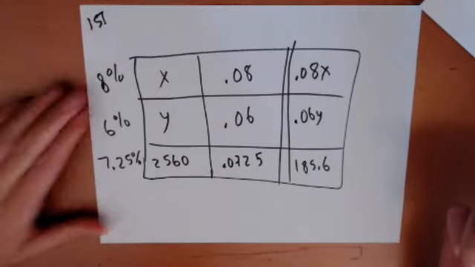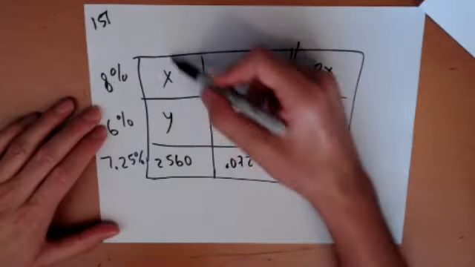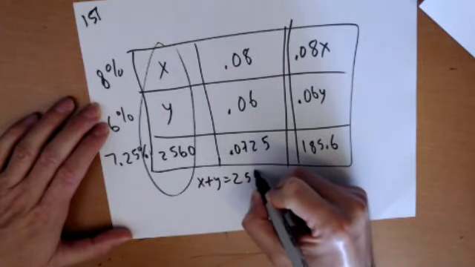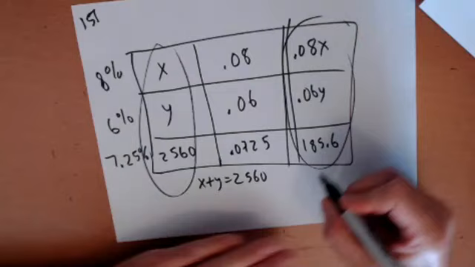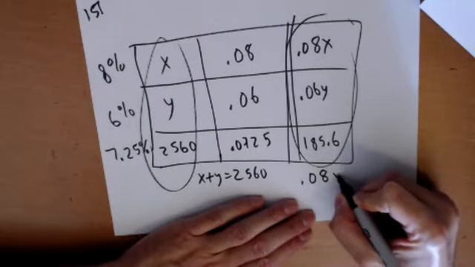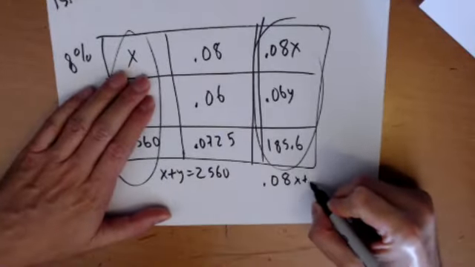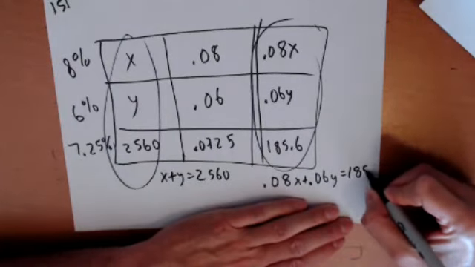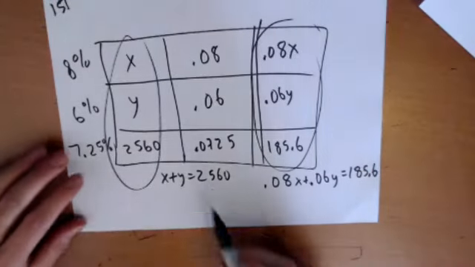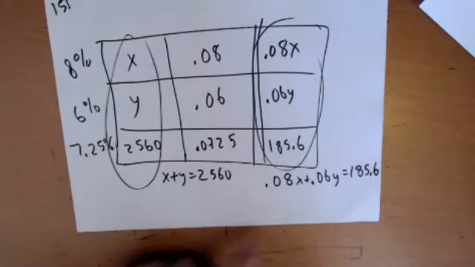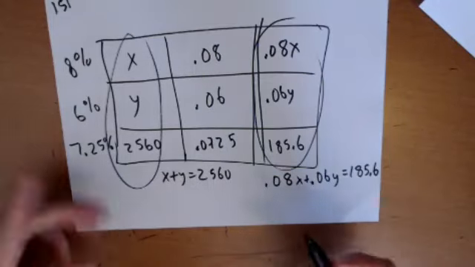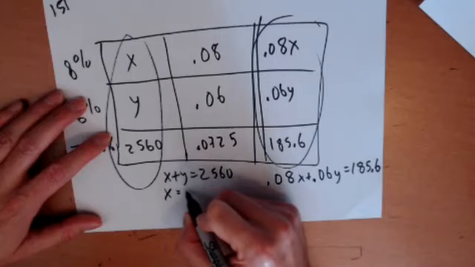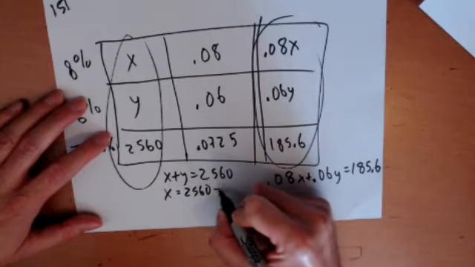So how does the table work? We have this relationship, x plus y equals 2,560, and we have this relationship, 0.08x plus 0.06y equal to 185.6. You could do elimination method, but like last time, if you just got an x or a y, it's pretty much ready to go for substitution. So subtract y from both sides. X is equal to 2,560 minus y.